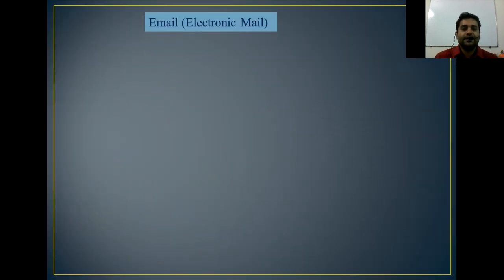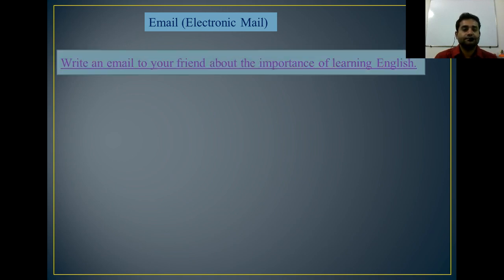What is email? Email means electronic mail. That means E means electronic and the mail. That means the mail or letter sent or received through electronic means is called electronic mail. That means email. I am showing you the demo for an email. Suppose this is a question. Write an email to your friend about the importance of learning English.